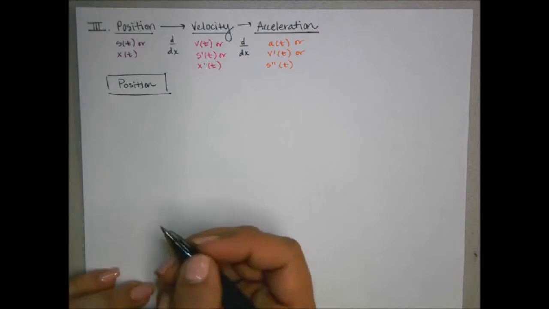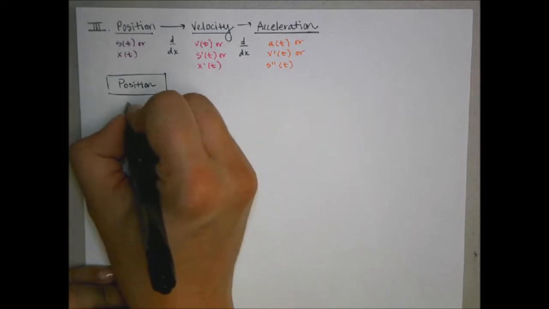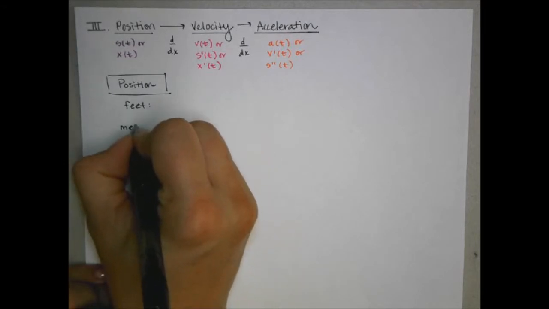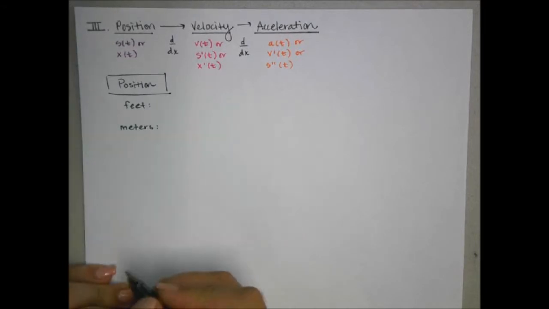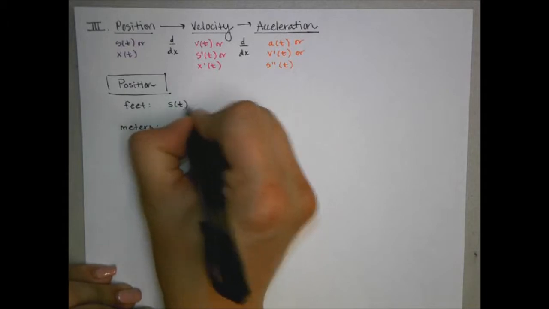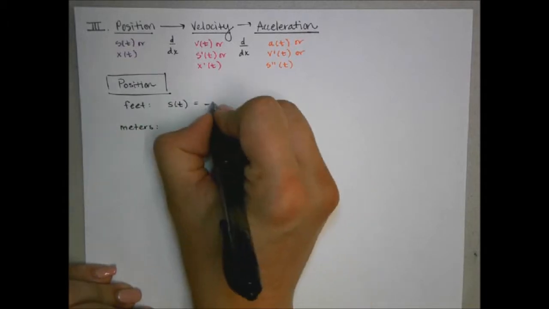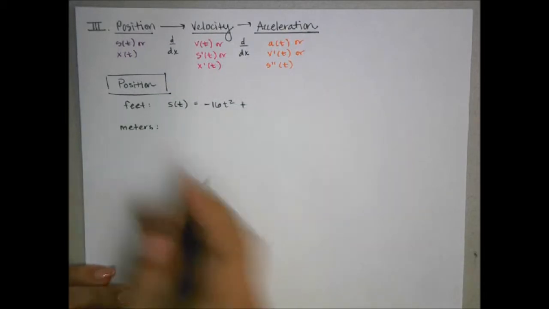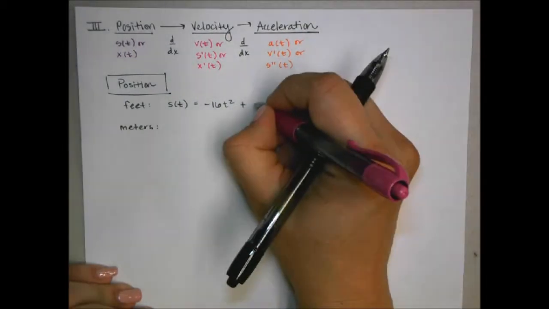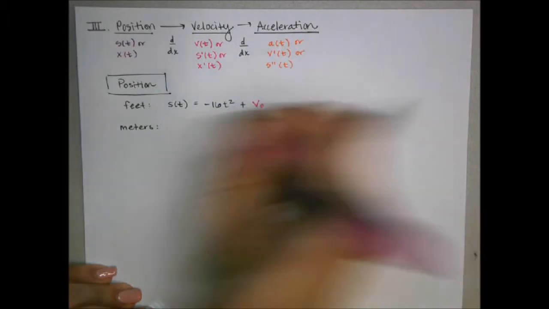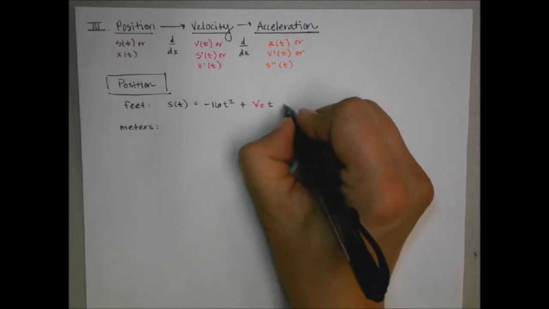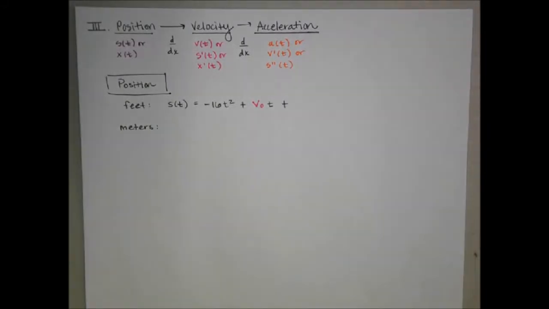There's two formulas, and it depends on if we're measuring units in feet or in meters. If we're measuring in feet, s of t is negative 16 t squared plus v naught t, where v naught is our initial velocity, plus s naught, which is our initial position.